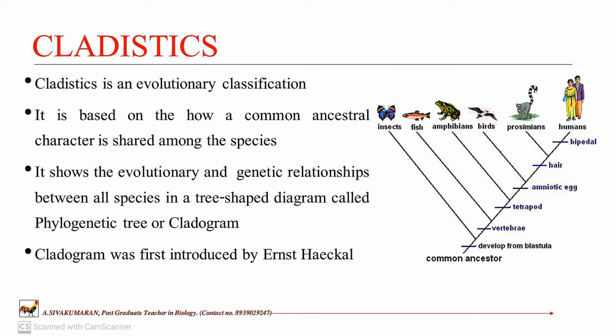Here we follow an evolutionary basis, a phylogenetic system of classification, where we see the ancestral species from where all the downline has come up. So all those who have originated from a common ancestor are grouped into a particular class. This type of classification is called cladistic, and the evolutionary relationship can be established in the form of a tree called phylogenetic tree or cladogram, and it was first introduced by Ernst Haeckel.